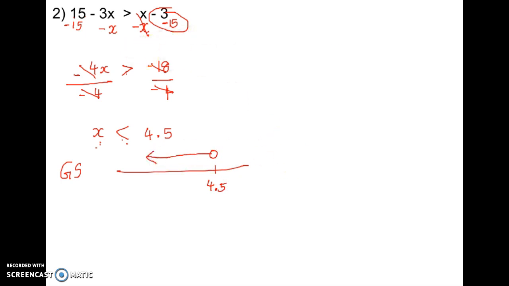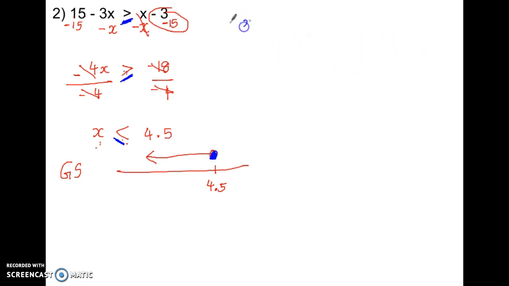Now, how would this be different? How would this problem be any different if you had a sign like that, a greater than or equal to sign? So that would be over here. So when I flip it, it would just be less than or equal to. When I graph it, it will be a shaded circle instead of an open circle. That's the only difference. Okay.